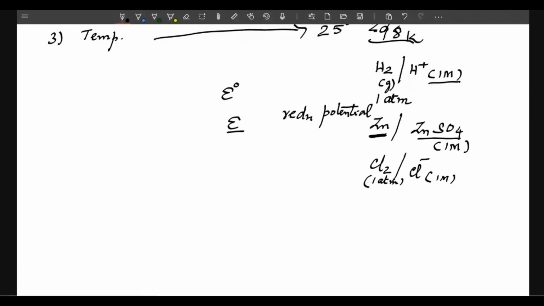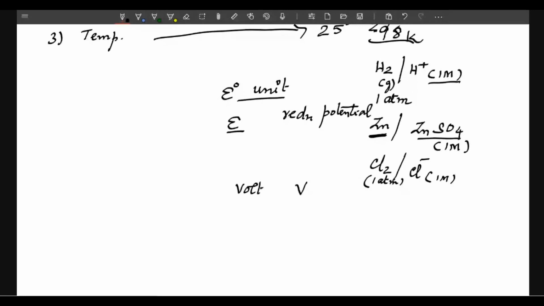And the next thing is, what is the unit given for this electrode potential? The unit given for this electrode potential is volt, in honor of the scientist Volta.